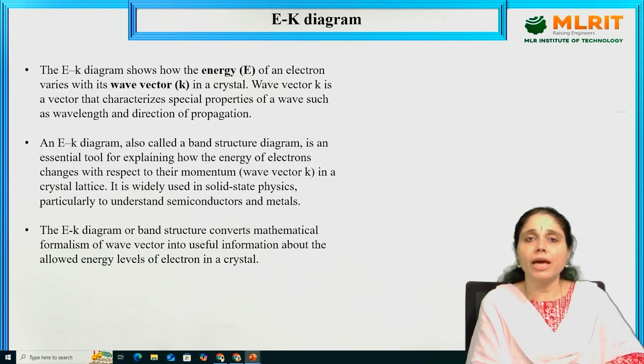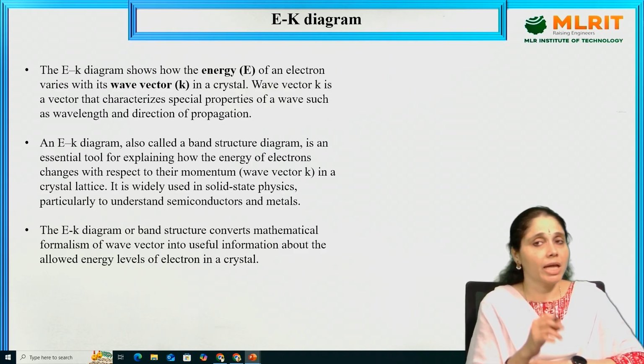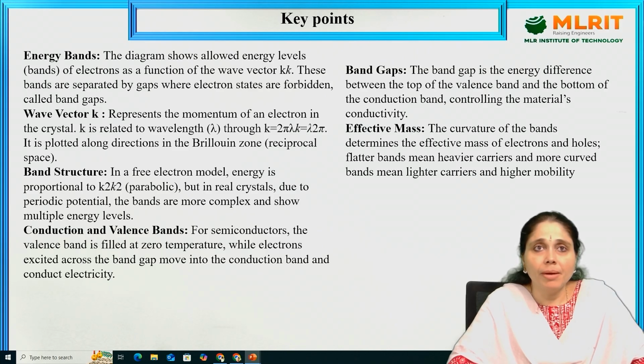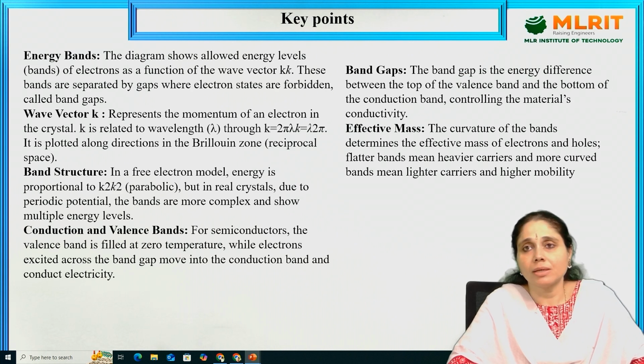The EK diagram or band structure converts the mathematical formalism of a wave vector into useful information about the allowed energy levels of electrons in a crystal. What are the key points? Energy bands, wave vector, band structure, conduction versus valence bands, band gaps and effective mass. These are the key points. Now, let us take each one in detail.